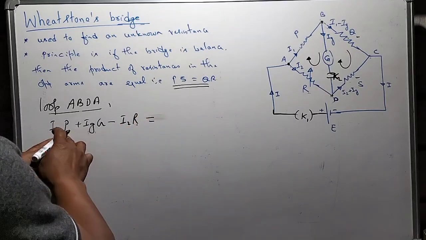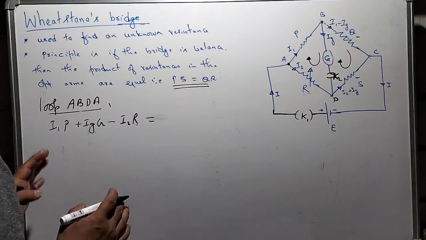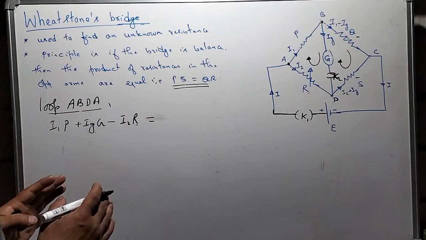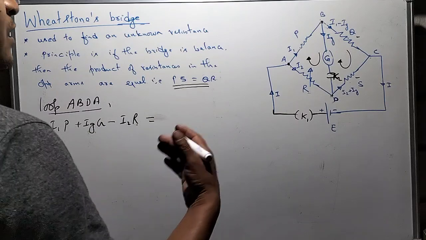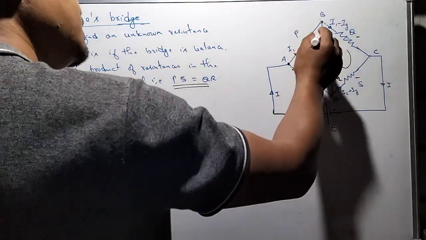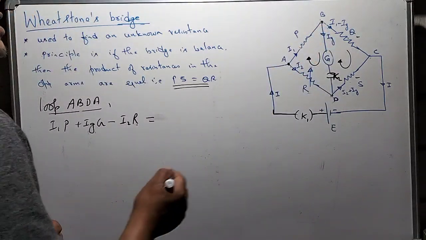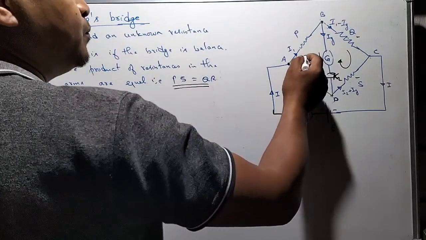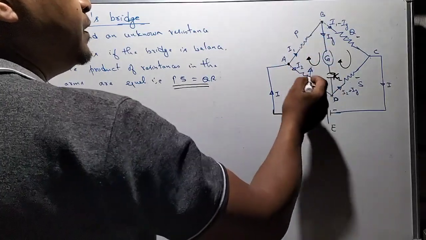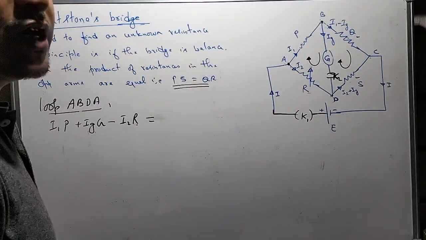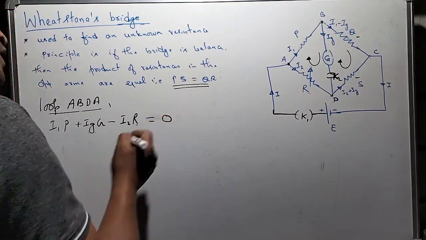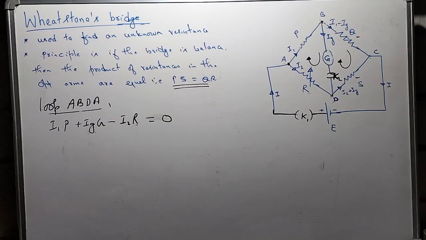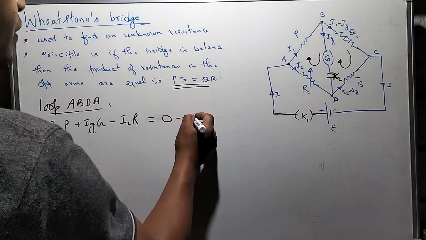So these are actually the products of current and resistances in the different branches. Now the sum of all these products of resistance and current in different branches should be equal to the summation of EMF. But looking at this closed loop A, B, D, A, do you see any EMF? No. So the algebraic sum of EMF in this case will be 0. We name this equation 1.